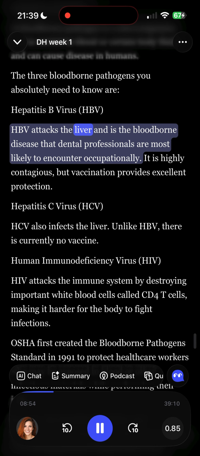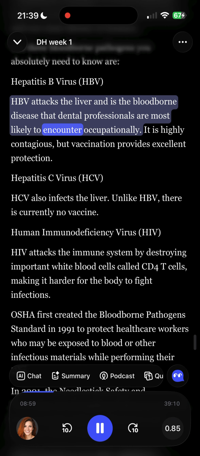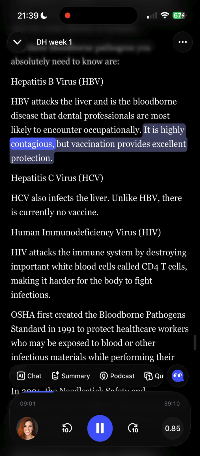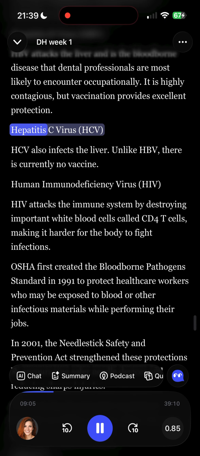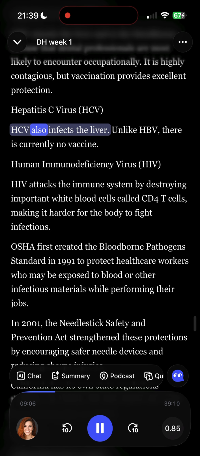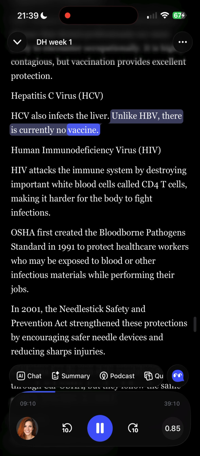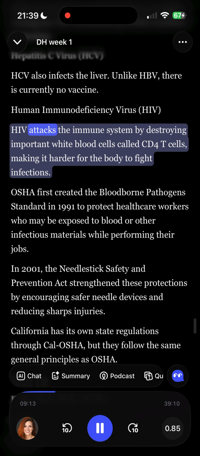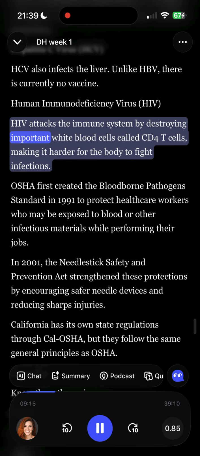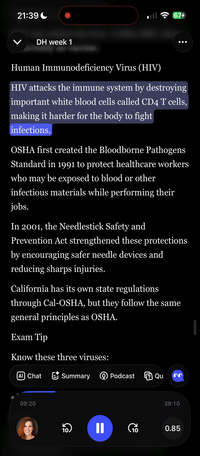HBV attacks the liver and is the blood-borne disease that dental professionals are most likely to encounter occupationally. It is highly contagious, but vaccination provides excellent protection. Hepatitis C virus. HCV also infects the liver. Unlike HBV, there is currently no vaccine. Human immunodeficiency virus. HIV attacks the immune system by destroying important white blood cells called CD4 T cells, making it harder for the body to fight infections.